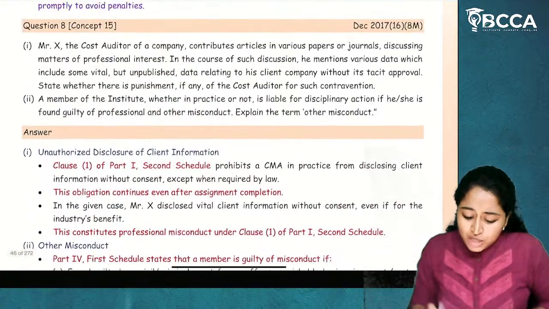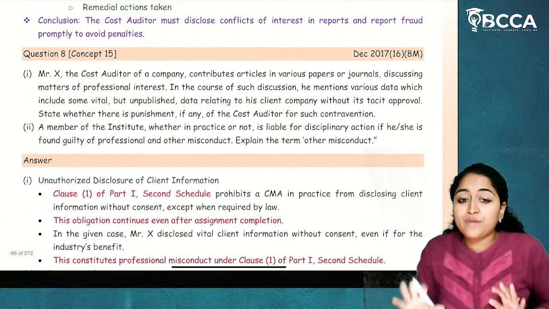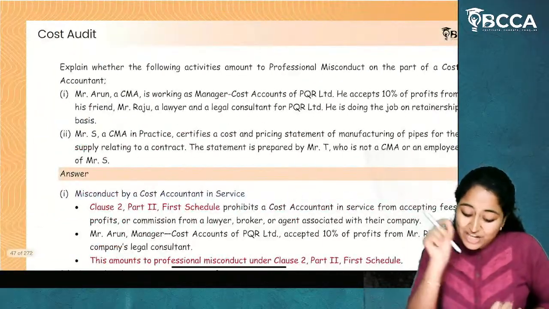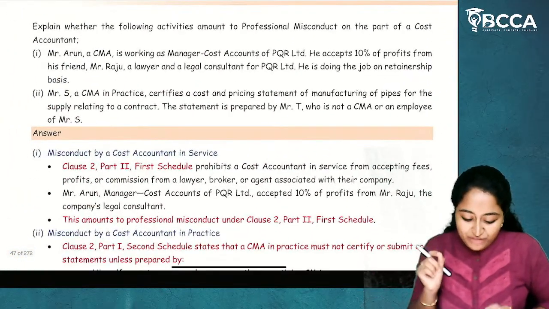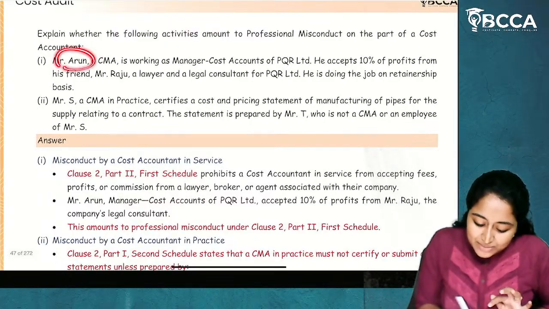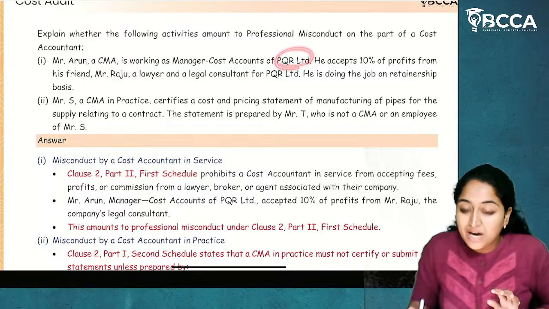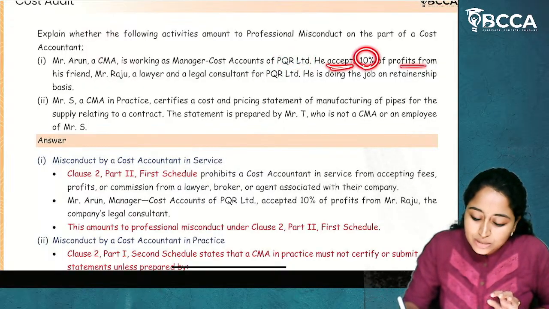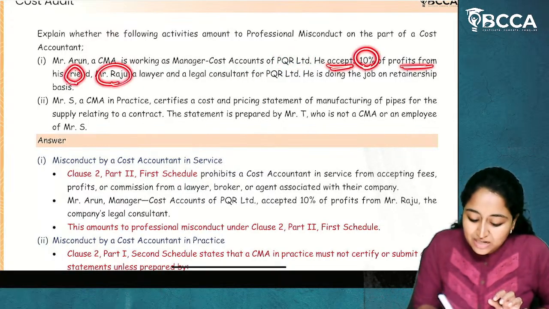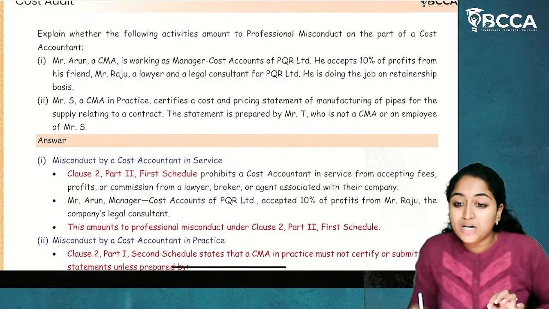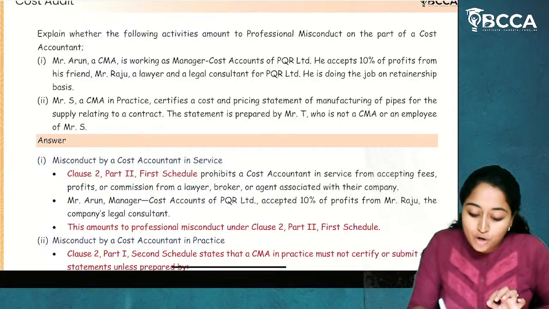I hope it's clear. So this is how questions are being framed from concept number 15, which is very, very important. From each and every point, one question will be framed. So here, Mr. Aruna, CMA, is working as a manager, cost accountant of PQR Limited. He accepts 10% of profits from his friend, Mr. Raju, a lawyer and legal consultant of PQR Limited. Can you accept profits or any gratification? No.